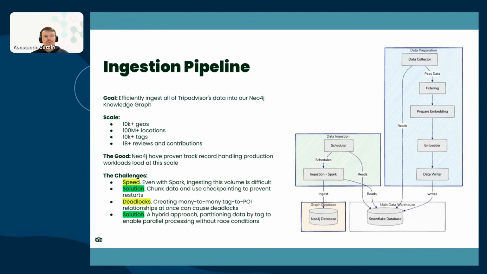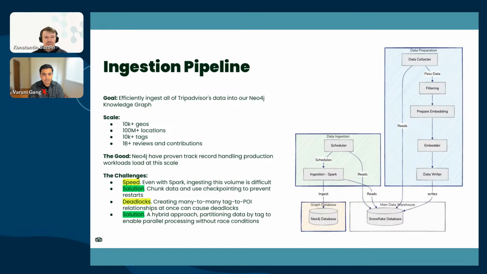But before we can start using this data, we need to make sure that Neo4j has the data. So we need to ingest the data there. And this is not trivial because the amount of data you can see is pretty big. We have tens of thousands of geos, tens of thousands of tags, hundreds of millions of locations, over a billion reviews and contributions. The good news is that Neo4j had no problem handling this amount of data.